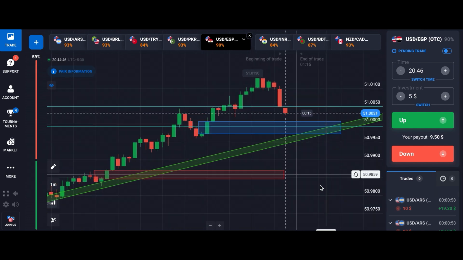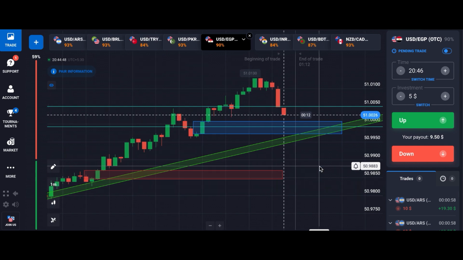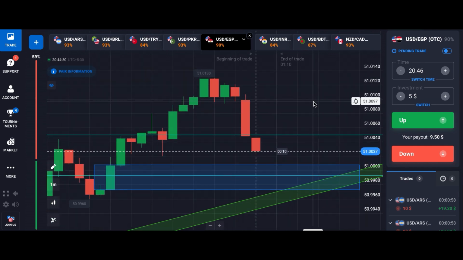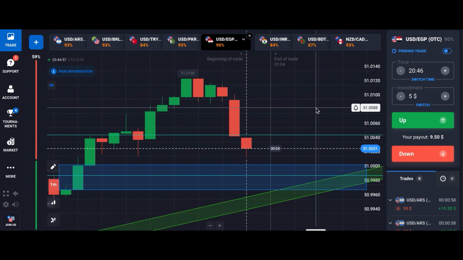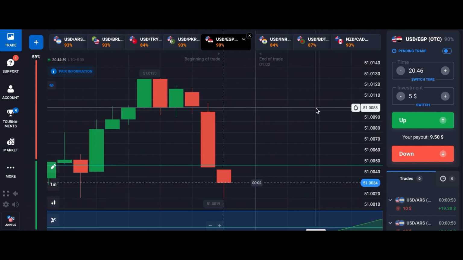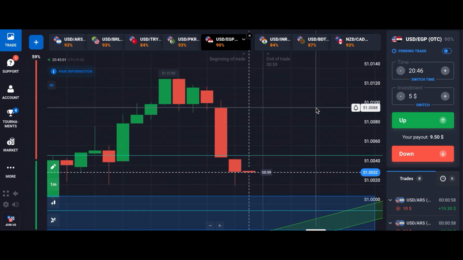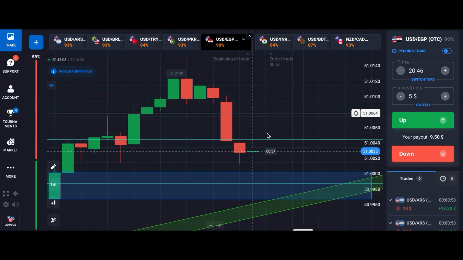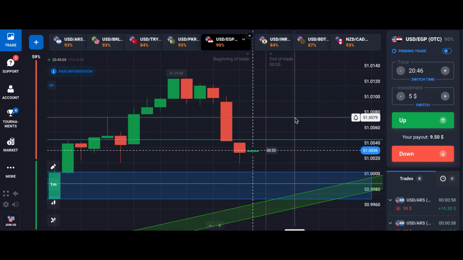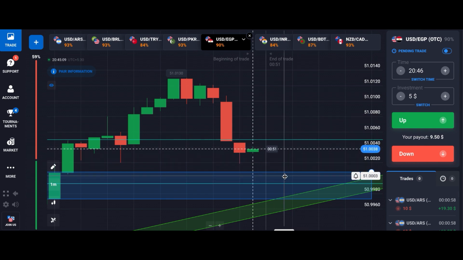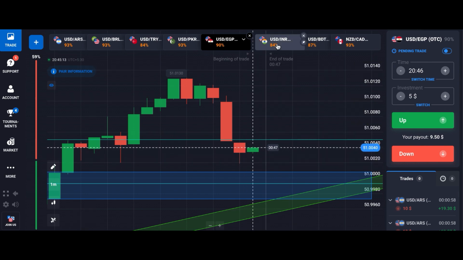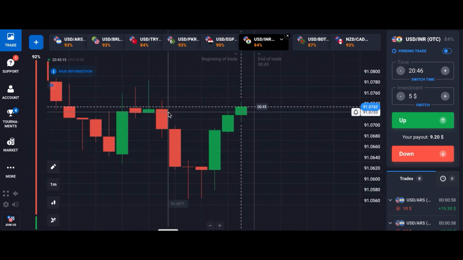This candle is coming down. Okay, it got the rejection from here. So still I'm not taking any trade. I know it can turn green, but I will not take the trade until it reaches my setup. When this candle reaches my setup, then I will execute the trade.